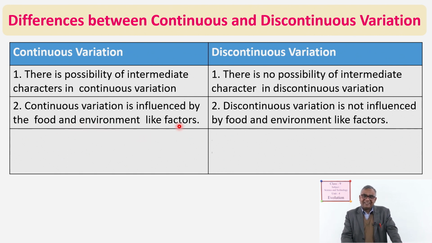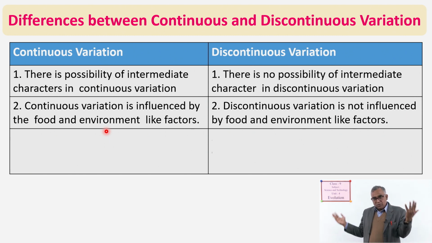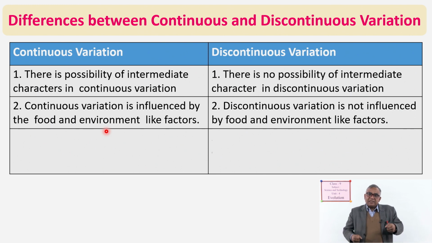How interesting. Continuous variation is influenced. That means physique can be changed. The surrounding can change the skin color. More exercise can make strong muscles. Good food makes a person healthier. So these things are continuous variation, which are affected by what? Food and environment. And discontinuous variation is not influenced by food and environment like factors.